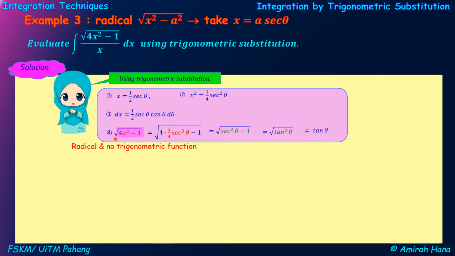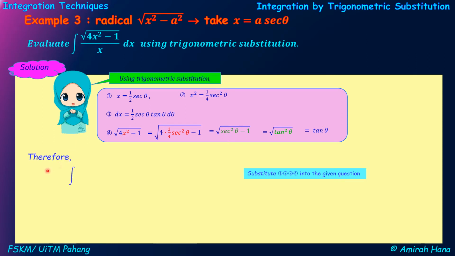Right, so from the given radical function, we have a radical and no trigonometric function. But after we simplify using the trigonometric identity, now we have no more radical but with a trigonometric function, right? So in step 4, we successfully eliminate the radical from the given question. After that, we substitute steps 1, 2, 3, and 4 into the given question.